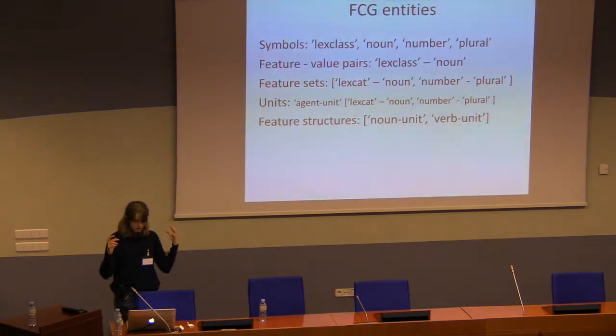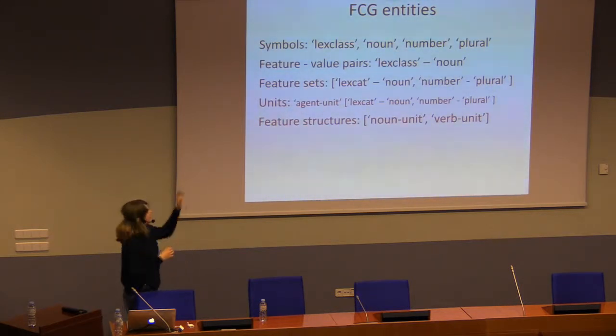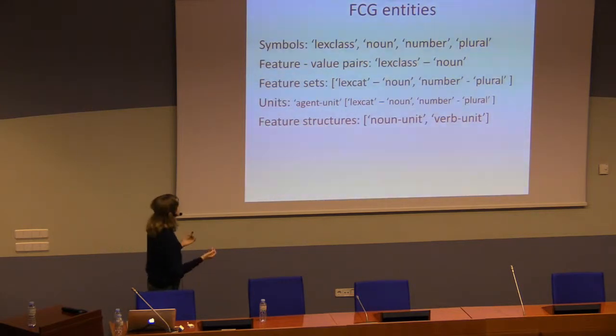So if you look at what we have to implement, you need to start from basic FCG entities that we have in the system. And what are they? Well, at the most basic level, it's symbols. Everything is a symbol. So you can have a lex class, which is a category, or a noun, which is another category, or a number or plural, and everything is a symbol in this framework. Then we have feature value pairs, which are essentially pairs of those symbols joined together. So feature is a symbol and value is a symbol as well.